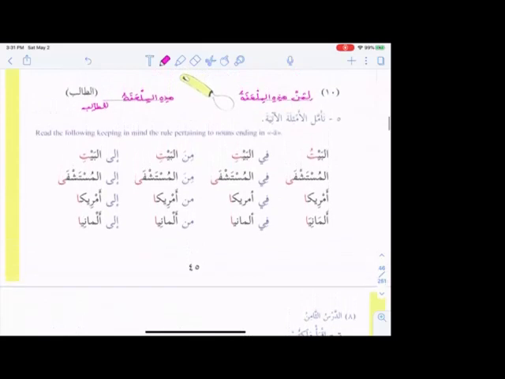Now, here are some nouns, my brothers and sisters. See, al-baytu. Fil bayti, can you see here? It's majroor. Min al-bayti. Ilal bayti. Al-baytu, in the house, from the house, to the house. Now we have mustashfa. Mustashfa, my brother. How does it end?